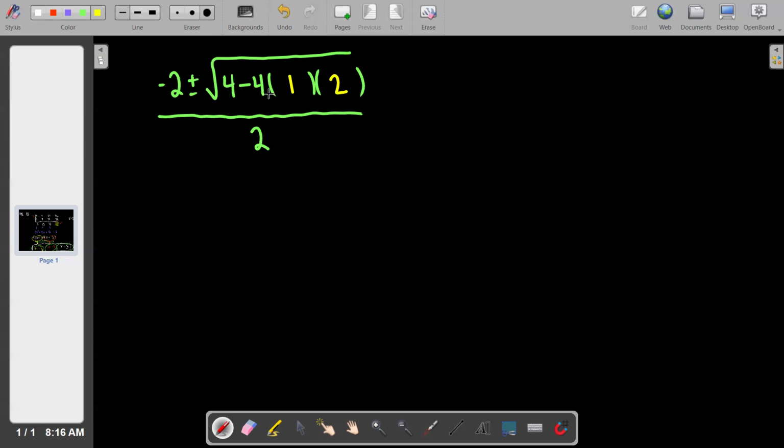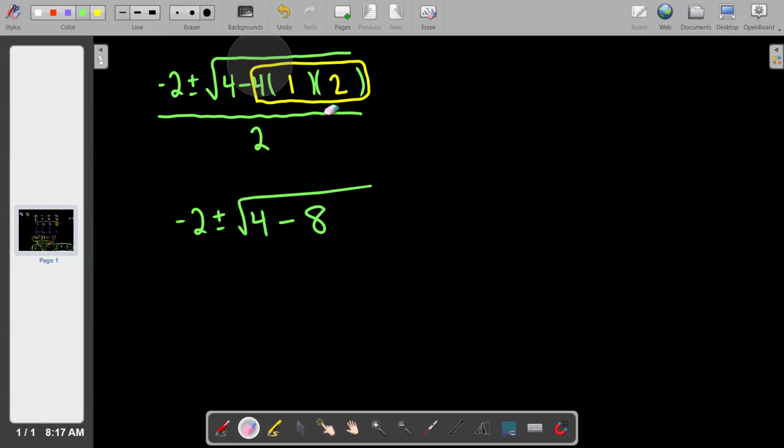You'll remember that the next thing we do in the quadratic formula is we always calculate the answer to this yellow box. Please note that I did not include the minus sign in my box. That was not accidental sloppy pen work there. What is the answer to 4 times 1 times 2? 8. So what this now says is negative 2 plus or minus the square root of 4 minus 8, because 8 was the answer to the yellow box.